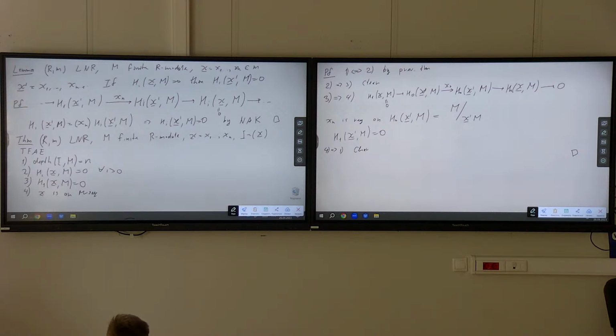In the non-Noetherian setting, all four conditions are different. There are examples that they are not equivalent. There is really a paper on this, an old paper from '72.